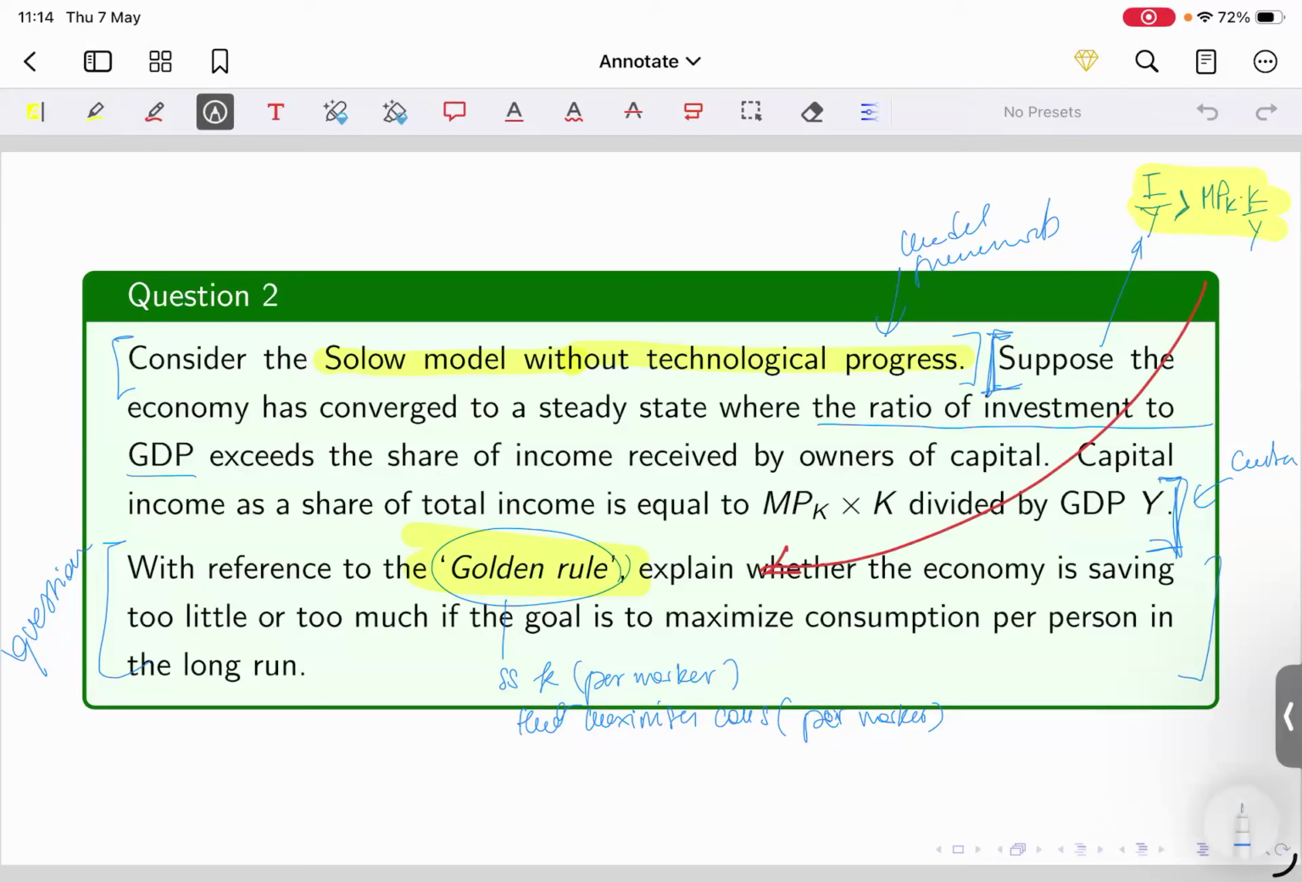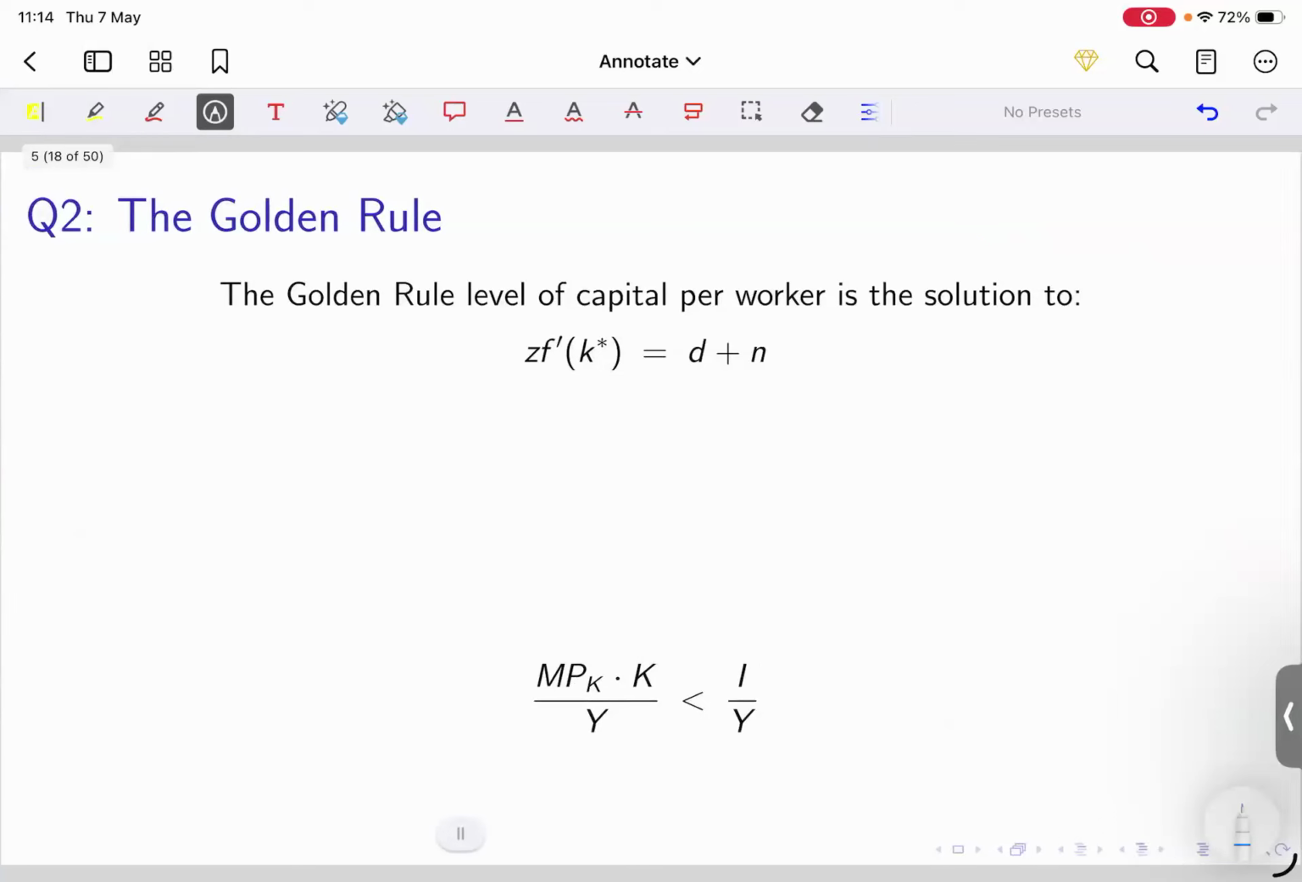Now what is the golden rule level of capital per worker? We know this is given as a solution to the following: the marginal product of capital at the golden rule equal to D plus N. So more formally, this is what the golden rule is, and we need to relate the two. I have it written here.